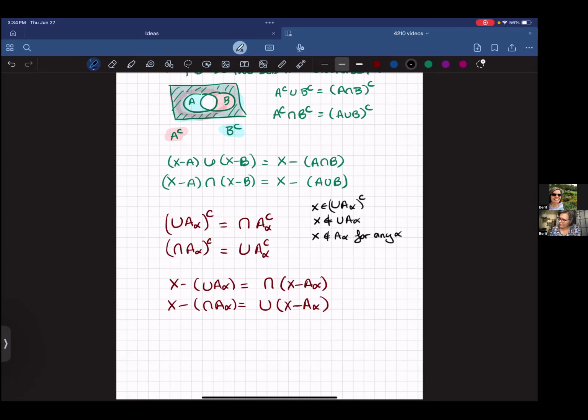So if it's not in A alpha for any of the alphas, then that means X is in A alpha complement for all alpha. And if it's in A alpha complement for all alpha, then that's the definition of intersection. So that's another way that you can think about it. If you don't like the Venn diagram method, then this right here is basically the proof of that first line. Okay? All right.